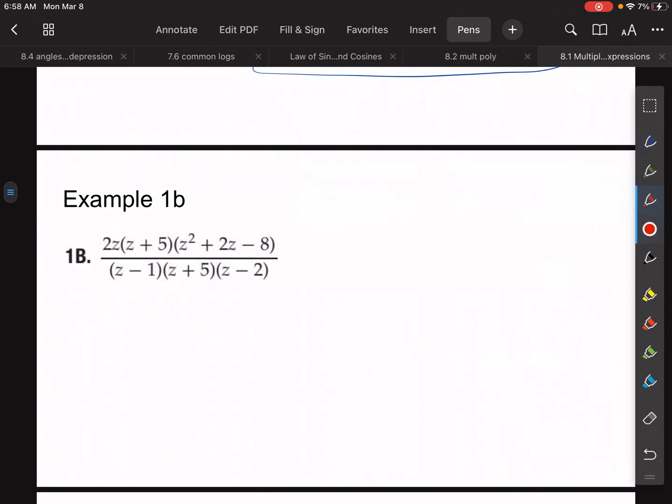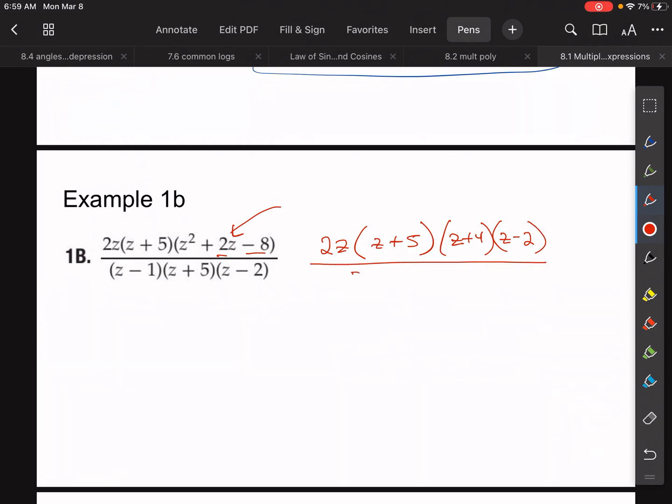Okay, so here's 1b. Let's go ahead and do this one. So 2z, z plus 5. Let's factor this guy if we can. So that would be, let's see, z, what two things multiply to give me -8, add to give me 2. I believe it would be 4 and 2, so maybe +4, -2. So z plus 4, z minus 2 should work. Okay, and then on the bottom, everything's already factored for me. Z minus 1, z plus 5, z minus 2.